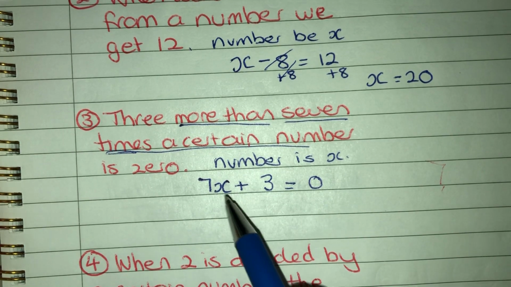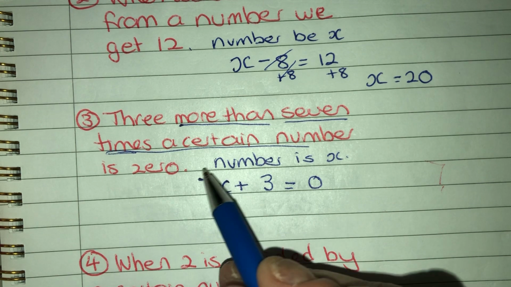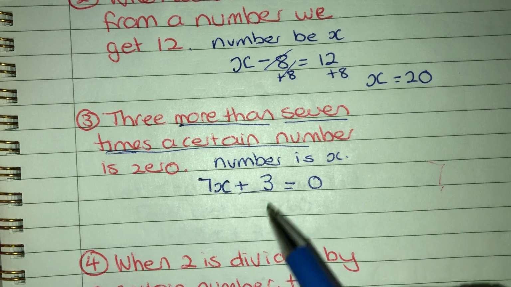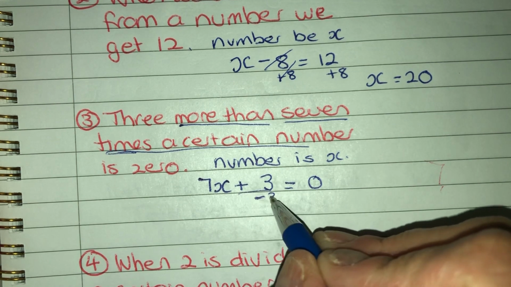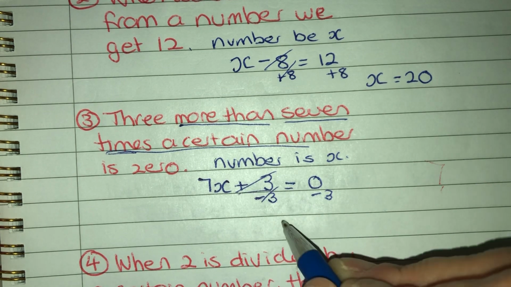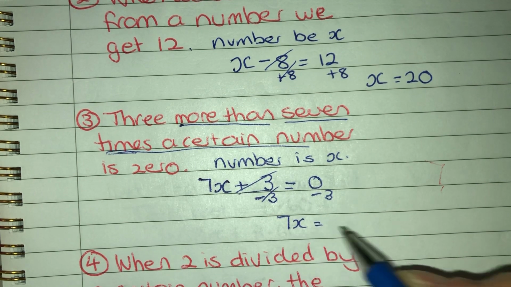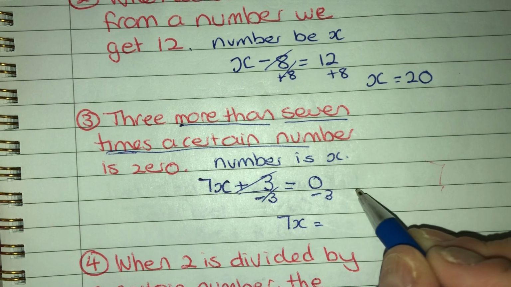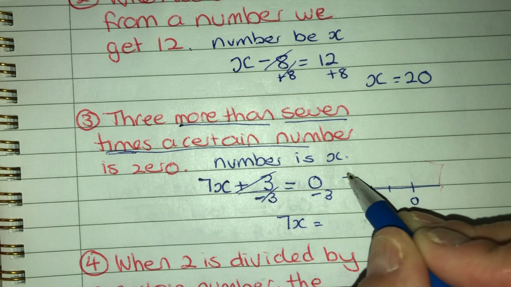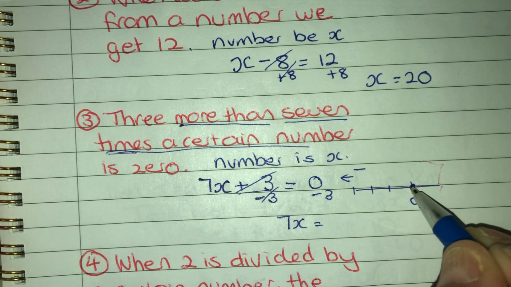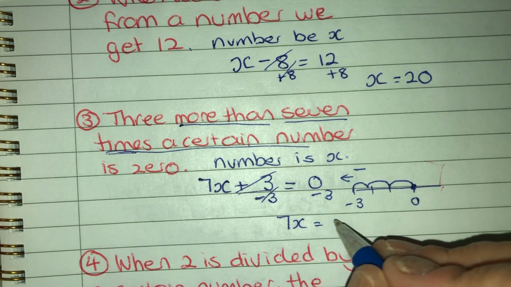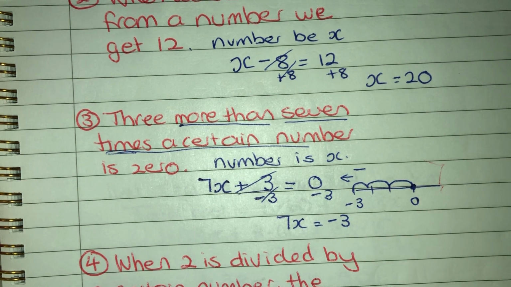Okay, now we always get rid of whatever is furthest away from the x first. So the plus 3 is furthest away. So we're going to subtract 3 from both sides. 3's will go. We're left with 7x. And 0 minus 3, don't forget your number line. Okay, which way does negative go? To the left. We're at 0. We want to go 3 spots. So our answer is going to be negative 3.